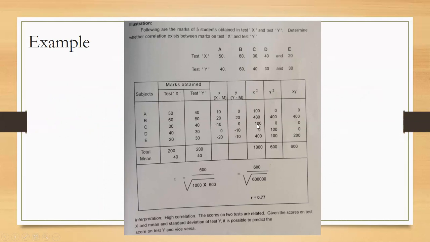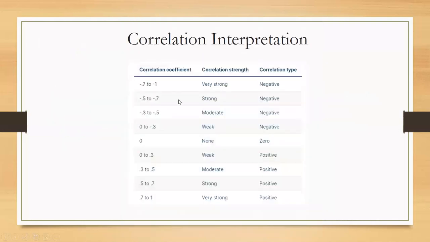So I'm simply substituting these values into my formula: summation xy divided by the square root of summation x square, summation y square. I substitute my data and I get an r value of 0.77. If you remember, 0.77 is a very high or very strong correlation, correct? It's a positive number, so it's a very strong positive correlation.